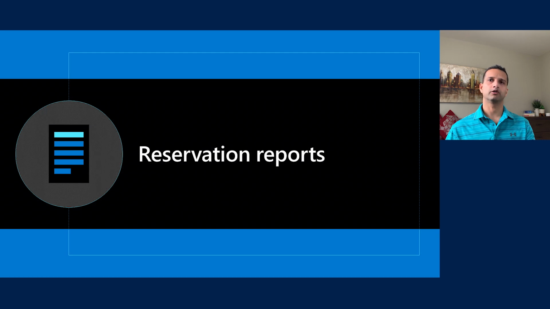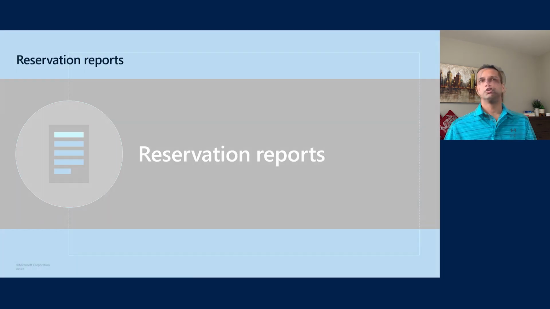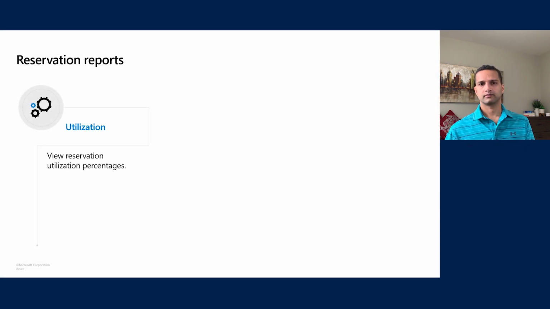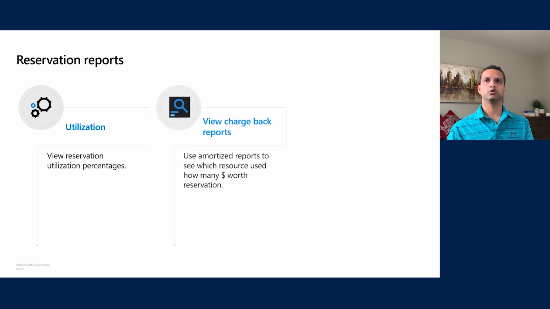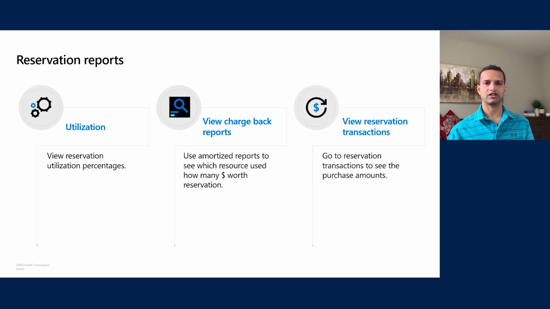So next we are going to talk about reservation reports, which are available to you after you have purchased a reservation. You can see the utilization of the reservation, how it's trending, what the current utilization percentage is, and what it has been in the last few days or years. You can view the chargeback showback report, which shows you the dollar amount of usage by reservation at individual resources. And you can see reservation transactions in cost management and billing. Now we'll go and see the demo about reservation utilization.